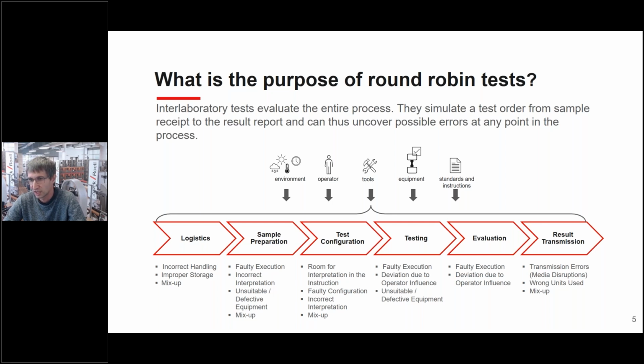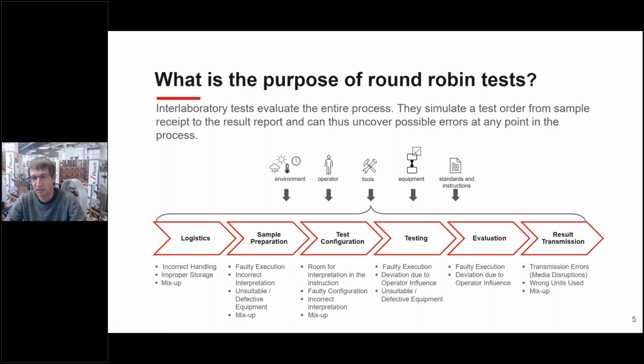If you have your machine calibrated and everything is checked and you have certificates for all your equipment, that's a really good basis for delivering reliable test results. But it does not cover the process, and the round-robin test covers this process. Anything in logistics can go wrong.